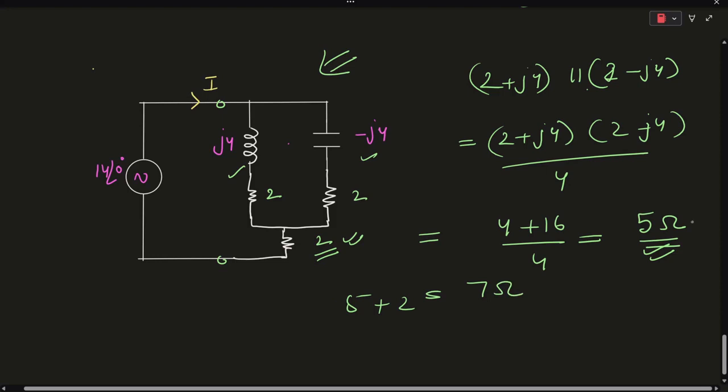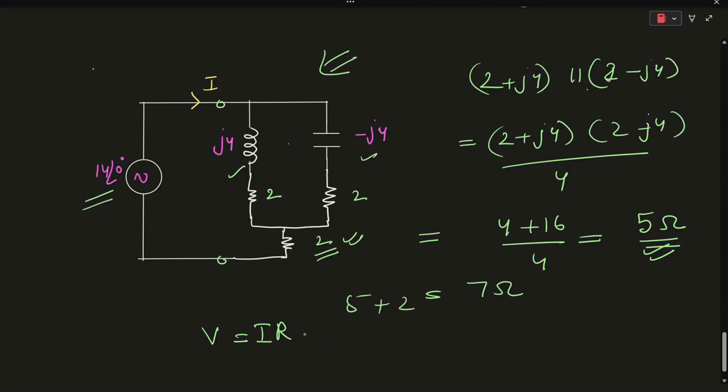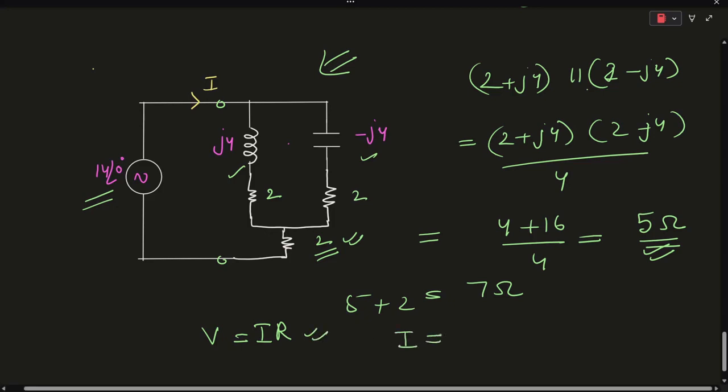Using Ohm's law, V is equal to I into R. The voltage given is 14 volts and the resistance is 7 ohms. So the current will be equal to 14 by 7, which is coming out to be 2 amperes. I hope it is clear.